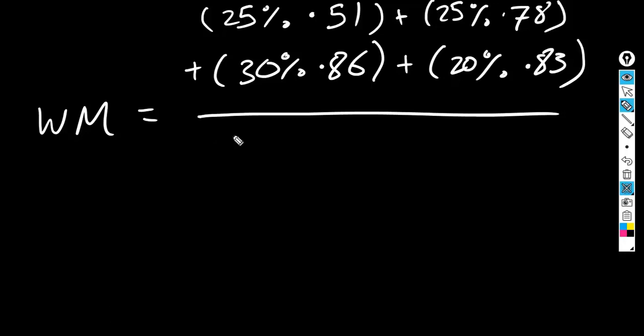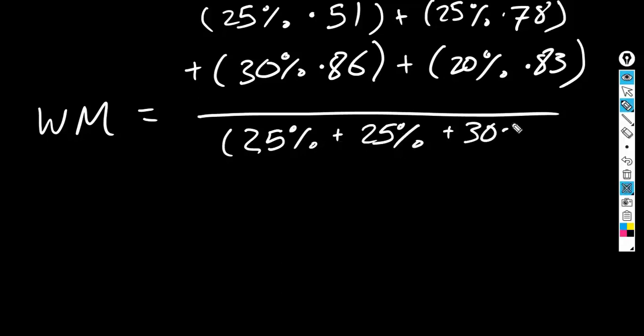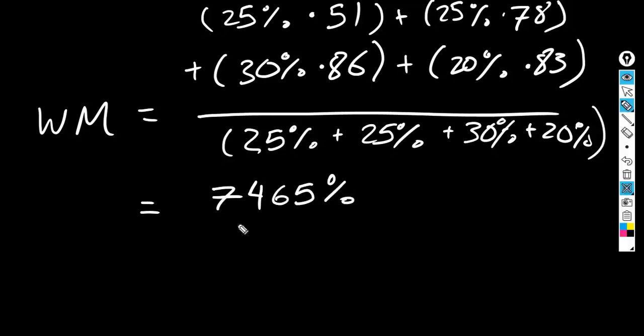In the denominator, we're going to do the sum of our wi, so 25% plus 25% plus 30% plus 20%. Right, so that is going to come down to 7,465% divided by 100%.